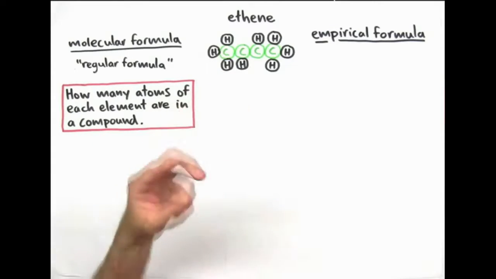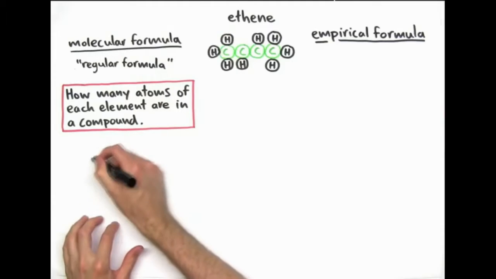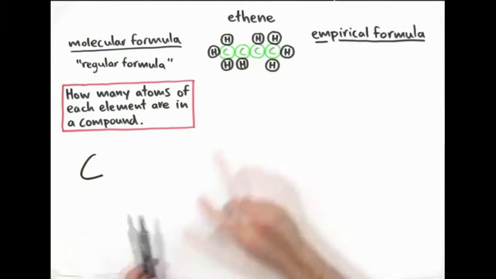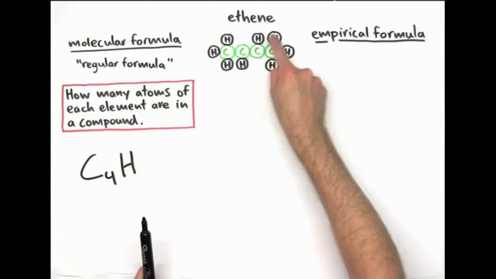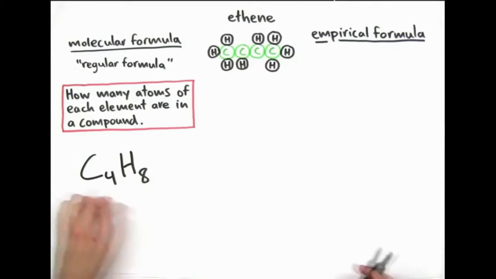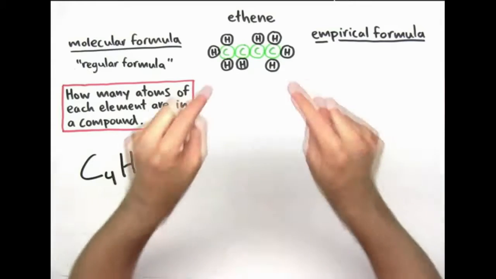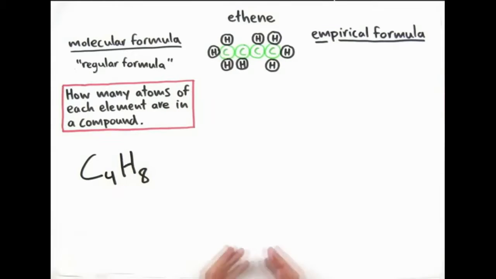So ethene here has two elements, carbon and hydrogen. For carbon, it has 1, 2, 3, 4 atoms, so we do C4. And then for hydrogen, we've got 1, 2, 3, 4, 5, 6, 7, 8 hydrogens. C4H8 tells us how many atoms and of what type are in this compound.